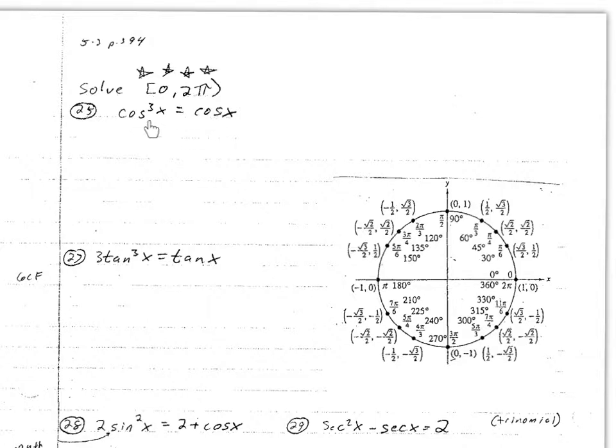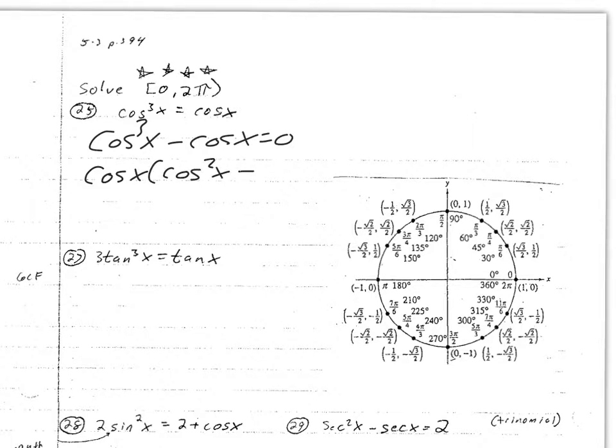We need to get it on the same side, and I'm going to bring it over to the side where I have the highest power. So I'm going to have cosine to the third x minus cosine x equals 0. I now have to factor this. This is going to have a greatest common factor, so I have to take out cosine x. So I'll have cosine x. When I do that, I'll have cosine squared x minus 1 left equals 0.